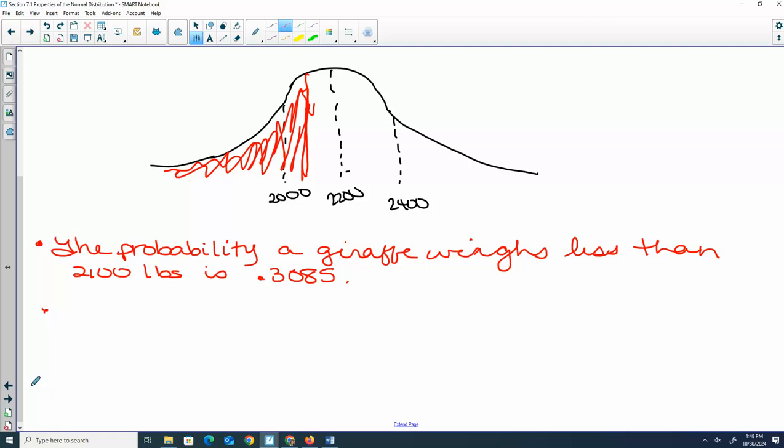The other option, instead of saying the probability of 1 giraffe, what could I say? There's a 30. That's still kind of talking about 1. But I could talk about it as a percent of the whole population, right? Remember I said, like with the blue eyes, I could say 45% of all people have blue eyes. Or in this case, I could say 30.85% of giraffes weigh less than 2,100 pounds.